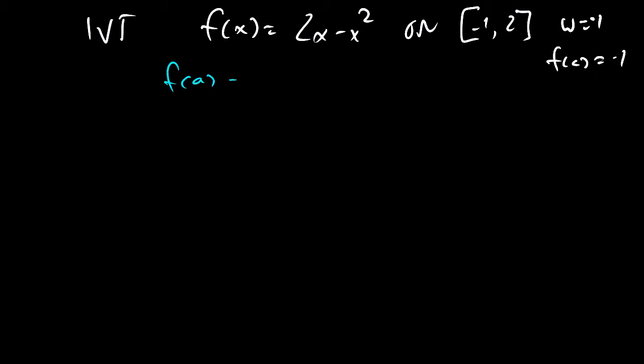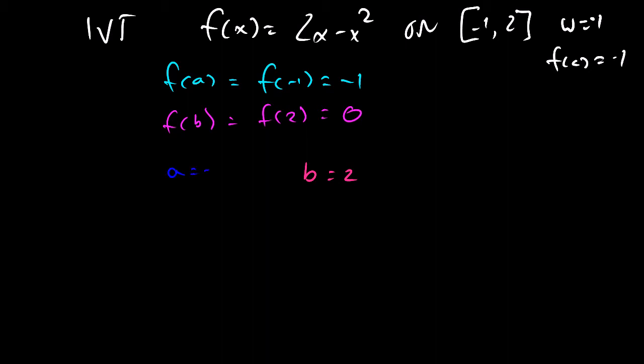So the first thing that we're going to do is find our f of a. F of a is equal to f of -1, which is equal to -2 plus 1, which is -1. Our f of b is equal to f of 2, which is equal to 2 times 2, which is 4, minus 4 is 0. Good. Now our b itself is 2, so b is equal to 2, and our a is equal to -1.